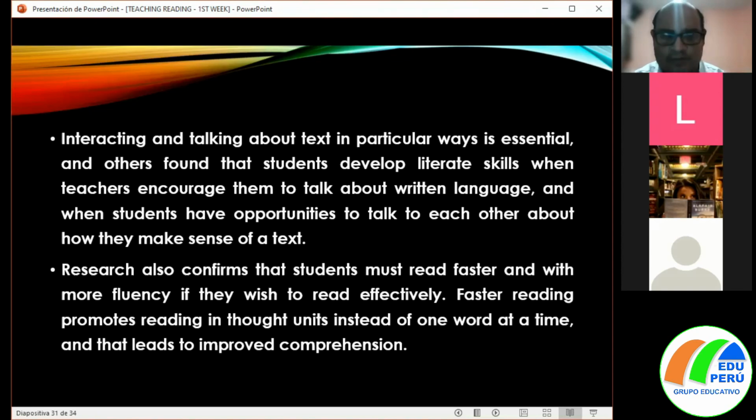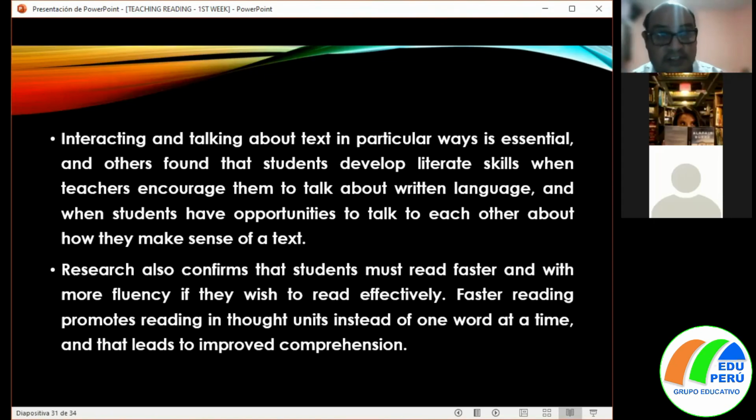Now, research also confirmed that students must read faster. This is a thought unit. Remember, this is a thought unit. Research also confirms that students must read faster. And then you have another thought unit or speech unit. In phonology, you call this a speech unit. With more fluency if they wish to read effectively. Yeah, it's a connected way to read.